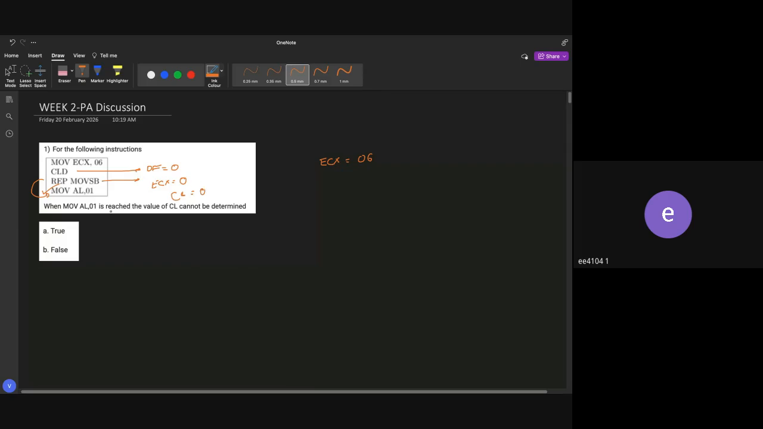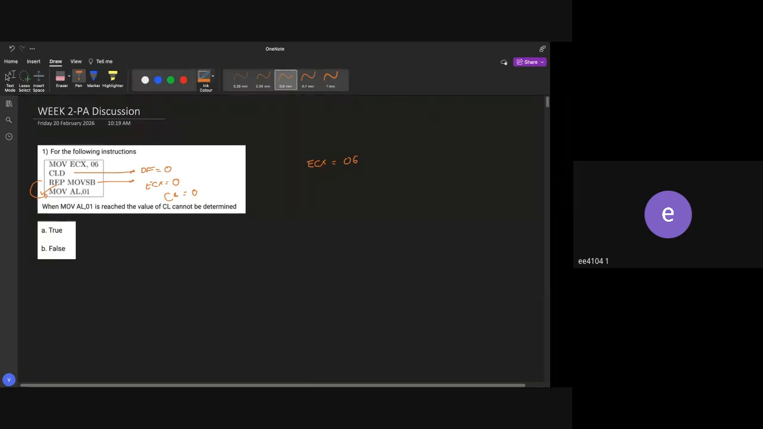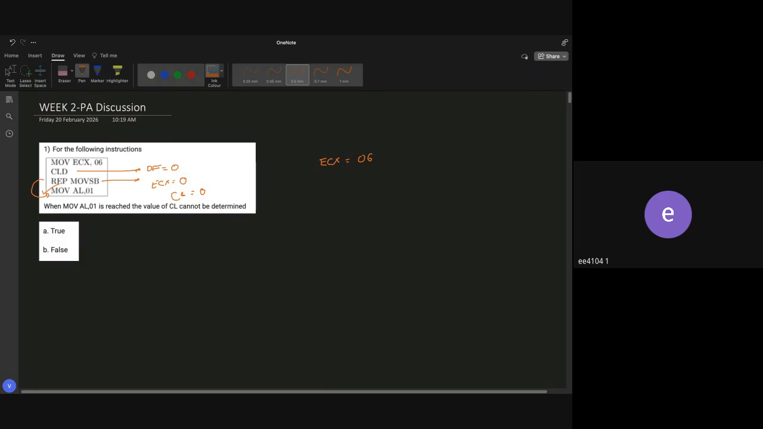The question asks: when we are executing this particular line, can we determine the value in CL? We can, right? So the correct answer for this question is false. Is it clear, or if you have any doubt, you can just ask.